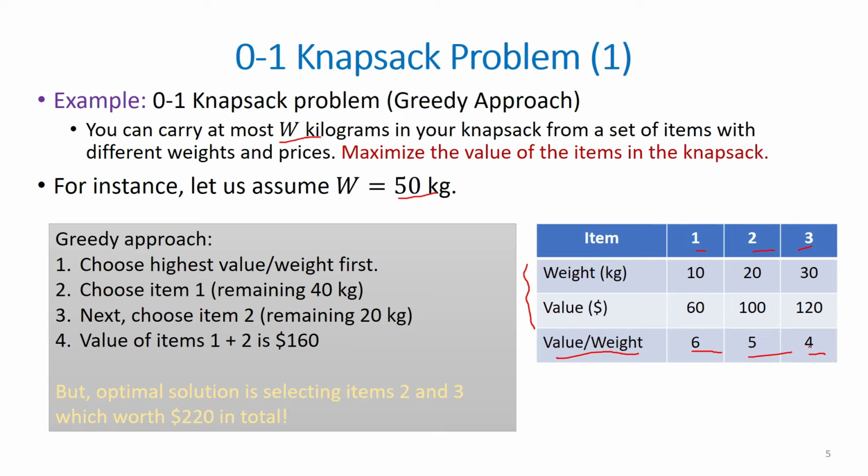So the greedy approach would be as follows. First, calculate the value to weight ratio of each item. Second, take the item with the highest ratio value. In this example, it would be item 1, which has the ratio value of 6. So the bag can still accommodate 40 more kgs.